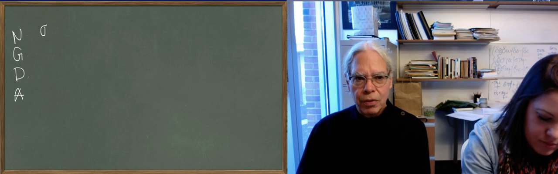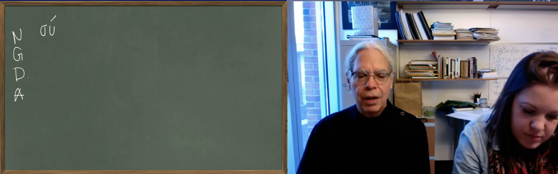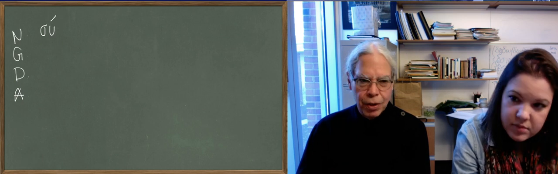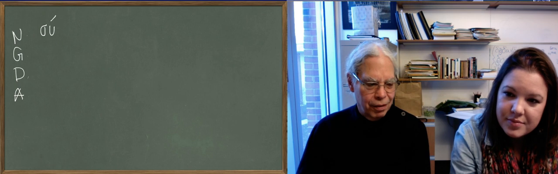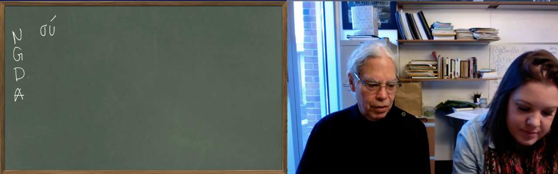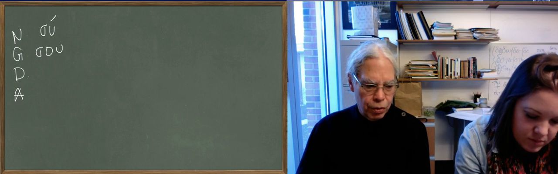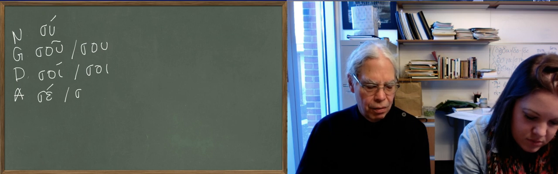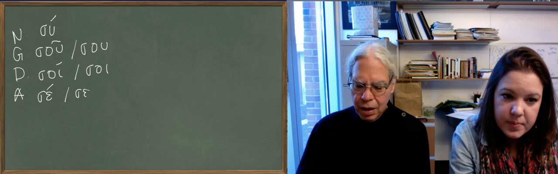So the word for you is su, S-U, okay? The S should have become an H, and it should be hu, but it got put back in. Okay, so it's su, and then the genitive is sou, S-O-U with a circumflex, and then sou with no accent. Again, the stressed and unstressed form, so sou with the accent and sou without, and then se with an accent, and se without.